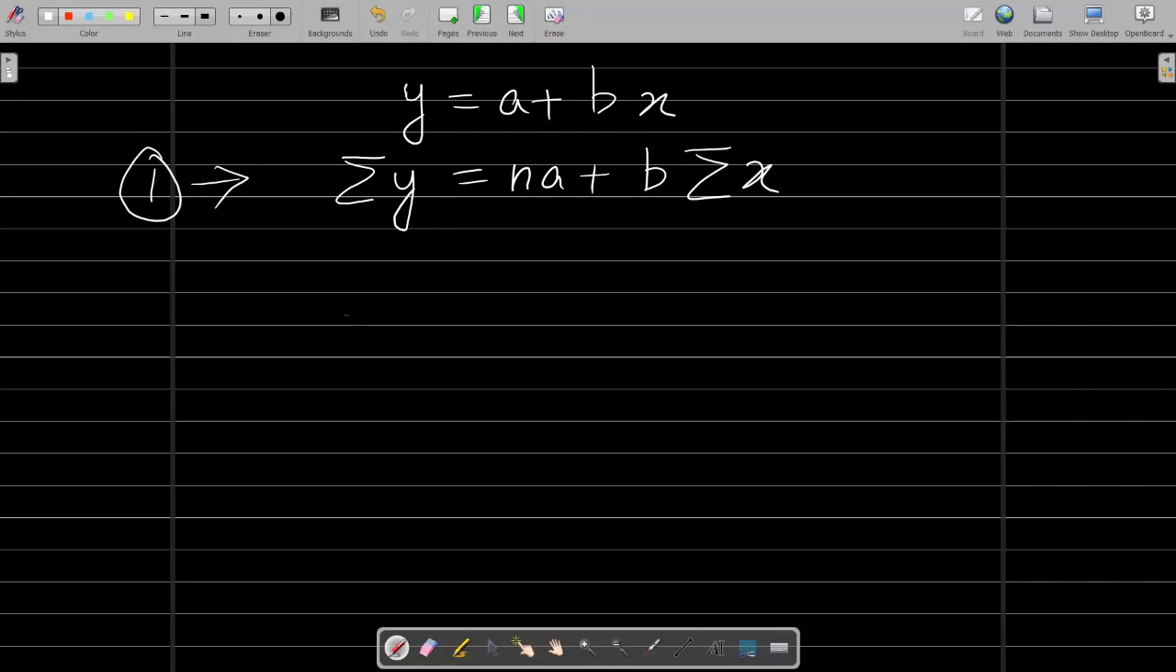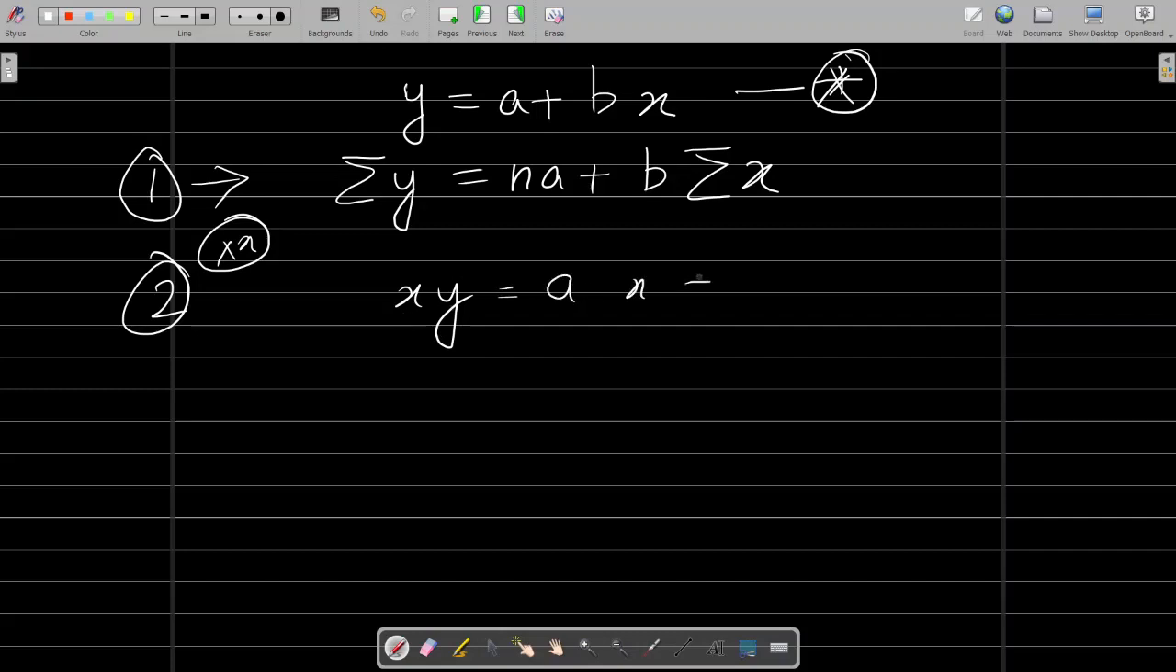For finding the second normal equation, you just multiply this equation, say equation star, throughout by x and then find the summation. So x into y equal to a into x plus b into x square. I've just multiplied that equation throughout by x, and then you take summation. So summation xy equal to a summation x plus b into summation x square. So this is the method in which you can write these two normal equations very easily. How to do problems using this, we will be discussing in the next class. Thank you.